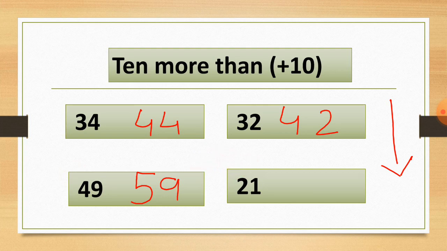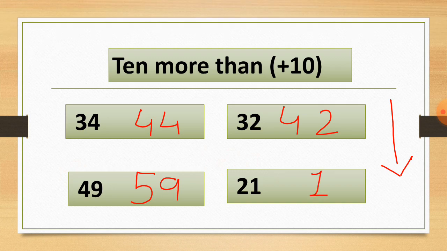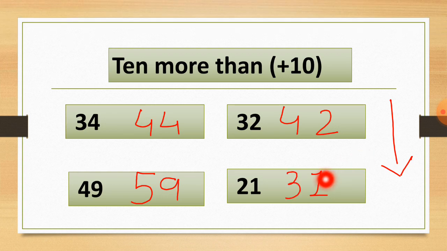Now the ones value stays as it is. So I write this 1 as it is, and we have to add one to the tens value. Here 2 is at the tens place, so we will add 1 to the 2. So 2 plus 1 is equal to 3. So you can see here we get this answer, which is 31.